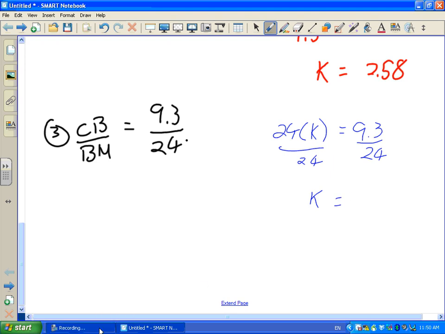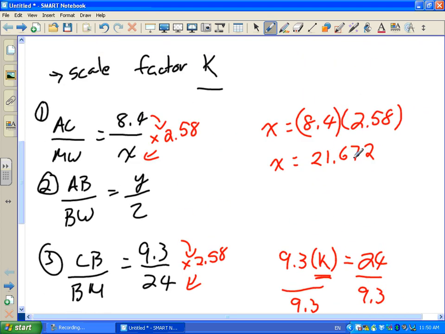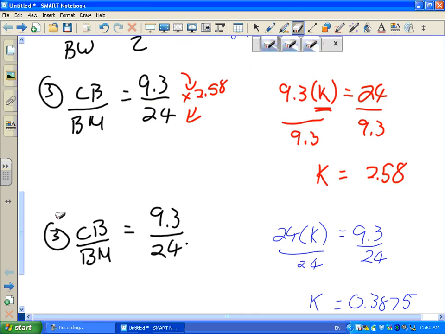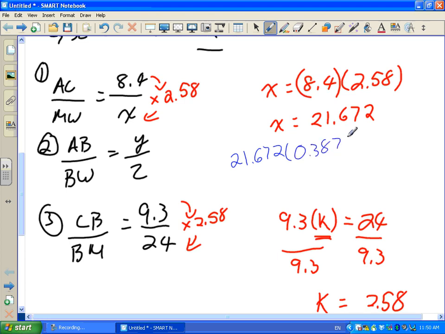k equals, what is it? 0.3875. Okay. So take a look at that. We have our new k factor. So the k factor technically changes if I'm going from a larger triangle to a smaller triangle, or if I'm going from a smaller triangle to a larger triangle. Let's just check to make sure. If I multiply 21.672 by our scale factor, so we're going from the red triangle to the green one, 0.3875, it equals, and we know it needs to equal 8.4.